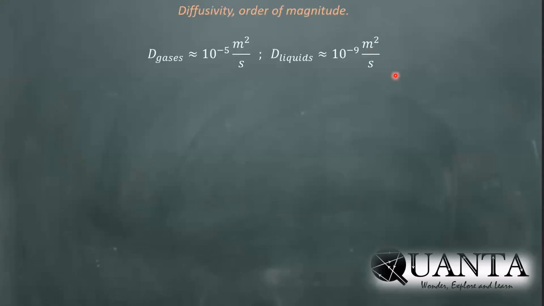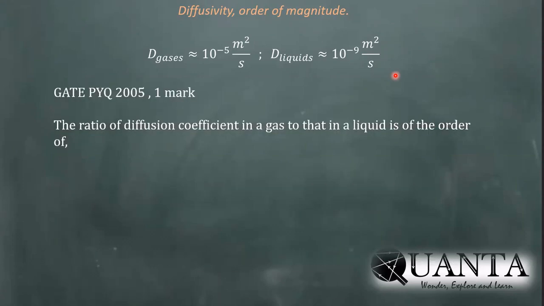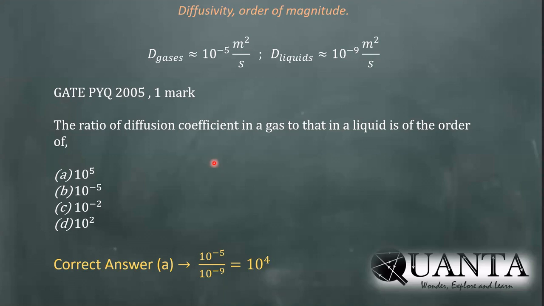The order of magnitude of diffusivity had yet another question in GATE 2005 for 1 mark. In this case, they were interested to know the ratio of diffusion coefficient of gases to that of liquid and what's its order. The options were these 4. Looking carefully, if we take the diffusion coefficient of gas, which is 10 raised to minus 5, and that of liquid, 10 raised to minus 9, and if you look at the ratio, it will be somewhere around 10 raised to 4. 10 raised to 4 is pretty much close to 10 raised to 5. Therefore, the correct option is A.